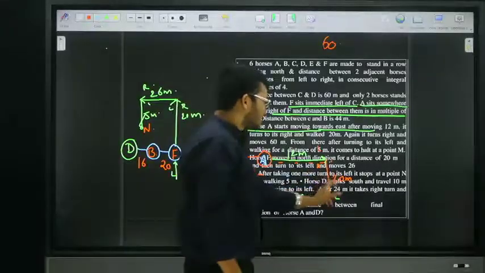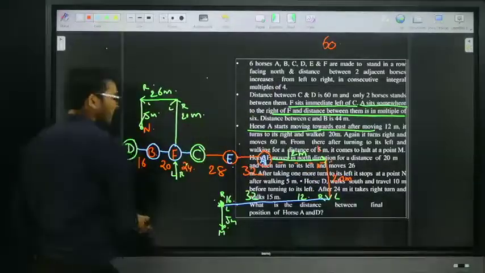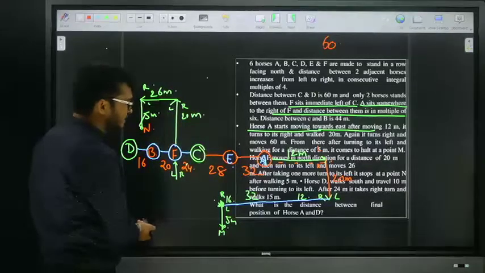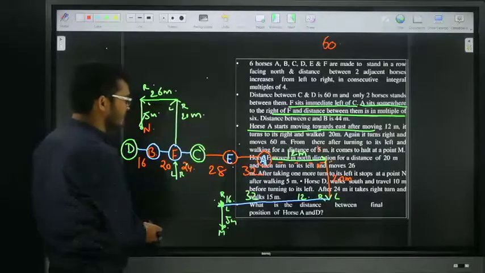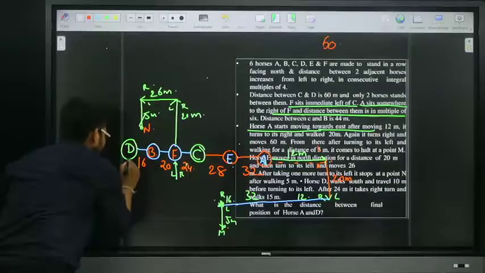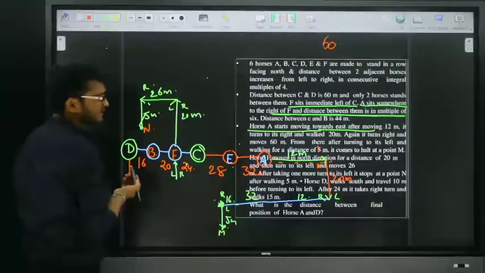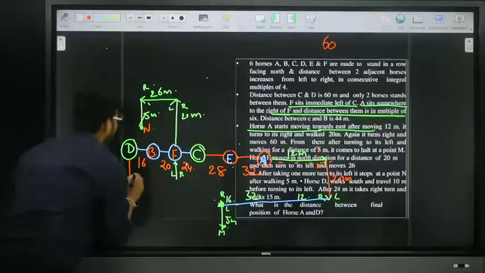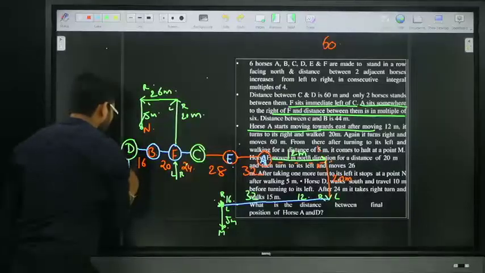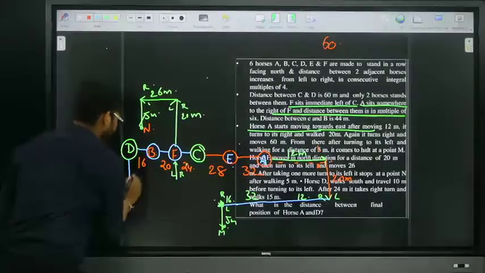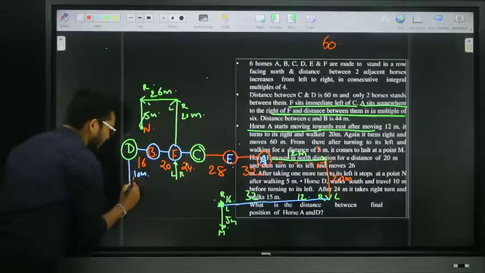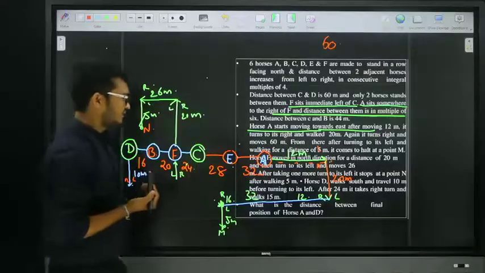Horse D walks south. Yes, friends, here. Horse D walks south and travels 10 meters before turning to the left. Now, friends, facing south means this one is for left hand, and this one is for right hand.